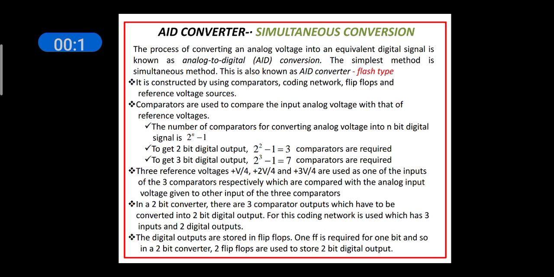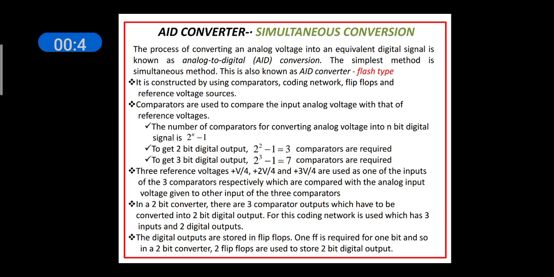The simplest method is the simultaneous method. It is also known as the flash type A to D converter. This converter is constructed by using comparators, coding network, flip-flops and reference voltage sources. Comparators are used to compare the input analog voltage with that of the reference voltages.